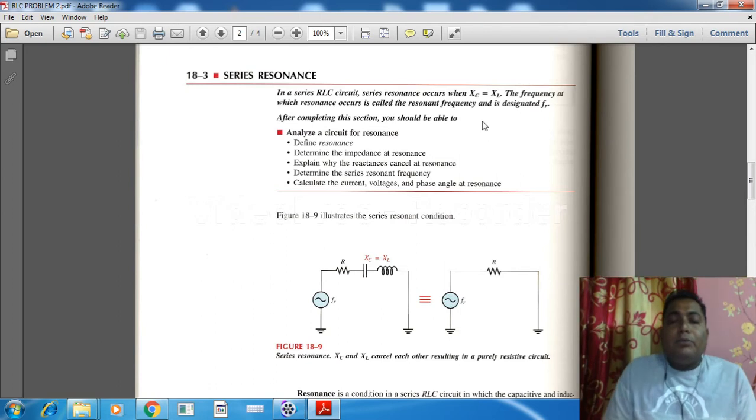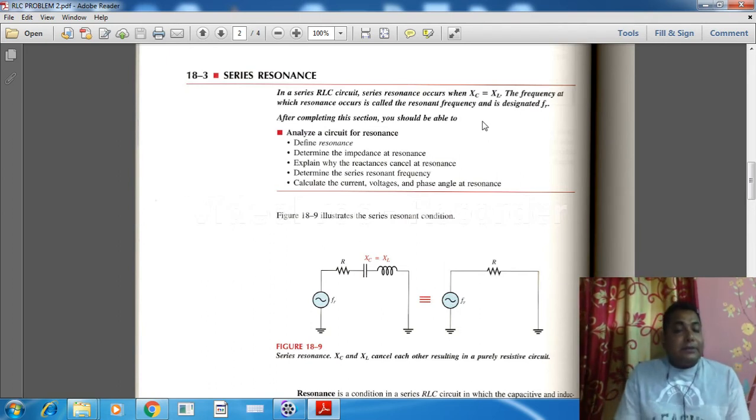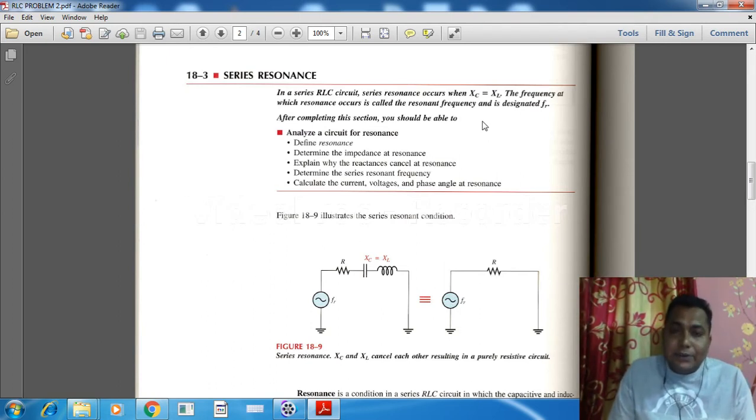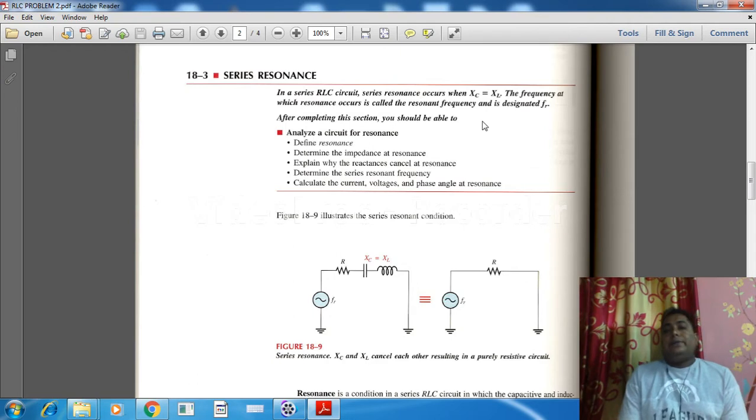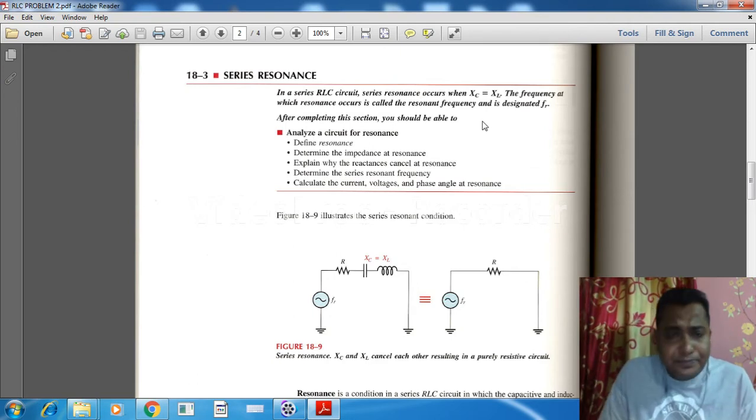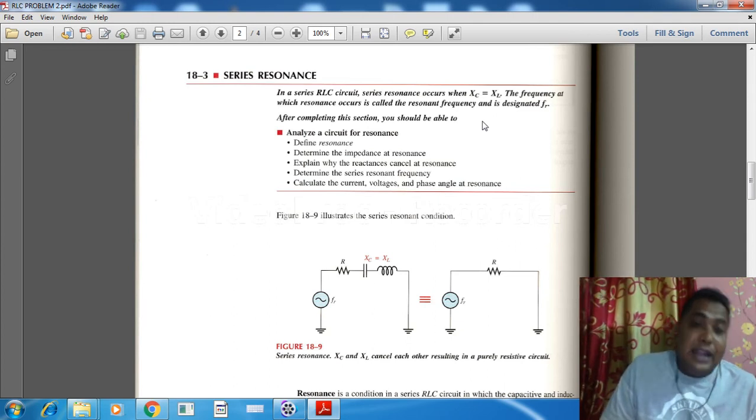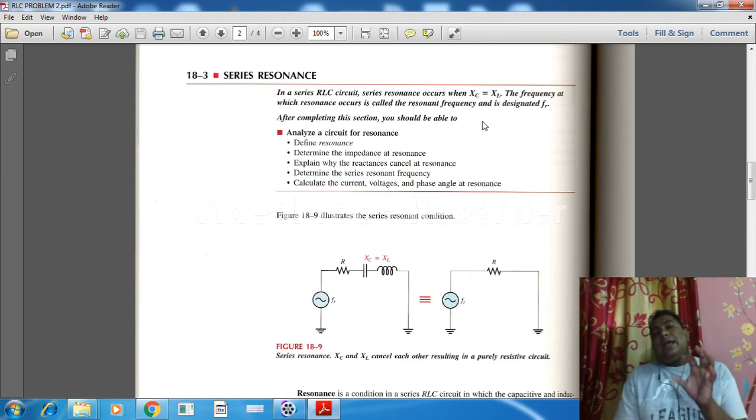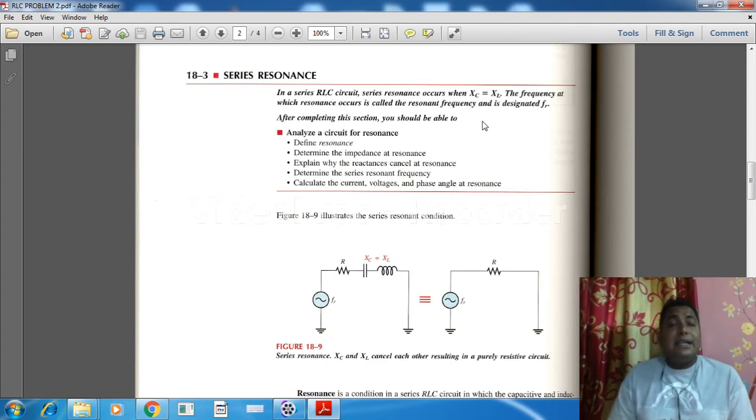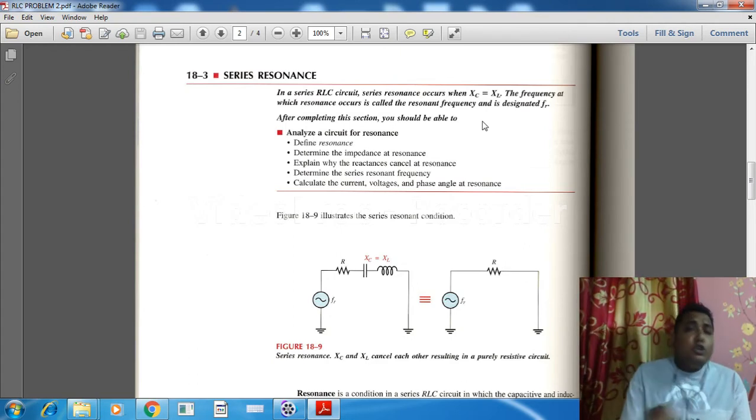Think of the formula of impedance. What is the formula of impedance? Z is equal to under root R square plus XL minus XC whole square. Correct? We know this one. Now we are saying that XL and XC have the same value. That means there is no difference between XL and XC, so the difference of XL and XC is going to be eliminated.